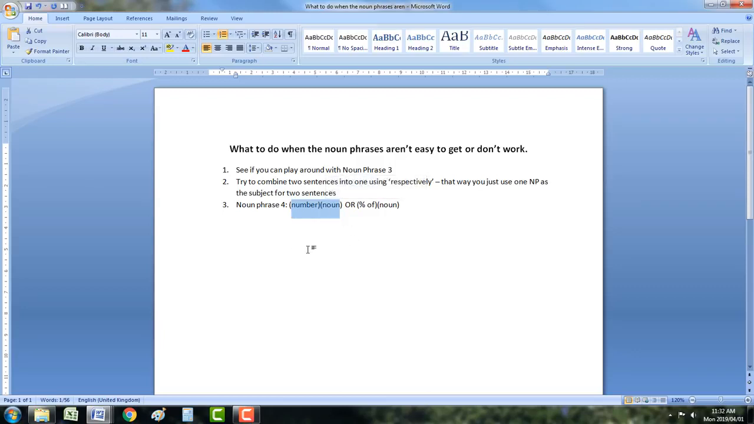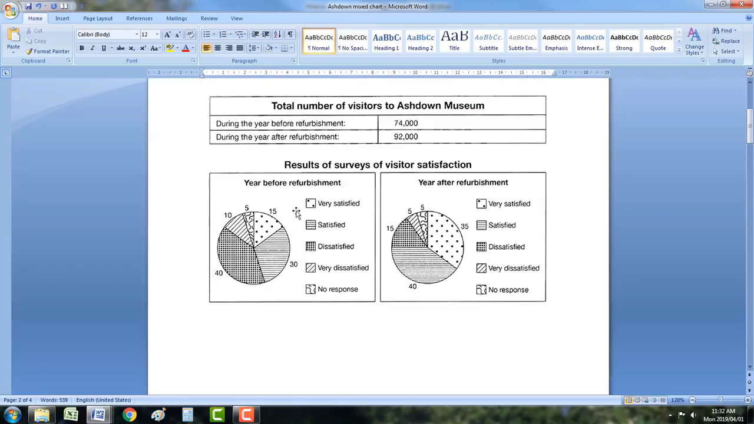They will say 75% of very satisfied increased. They'll get all very confused. But if you're having problems with 1, 2, 3, then try 4. So you could have gone, so we're doing percentage, 75% of visitors were very satisfied. 75% of visitors were very satisfied before refurbishment, and 15% of visitors were very satisfied before refurbishment, and 35% were very satisfied after refurbishment. You could have used that, but we'll look at that again when I do this other video.